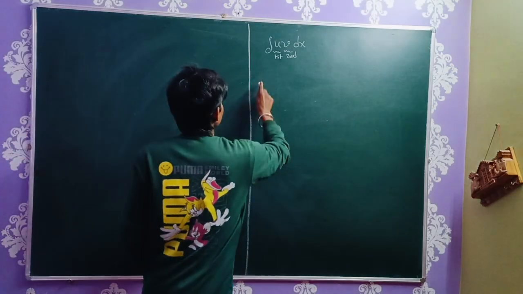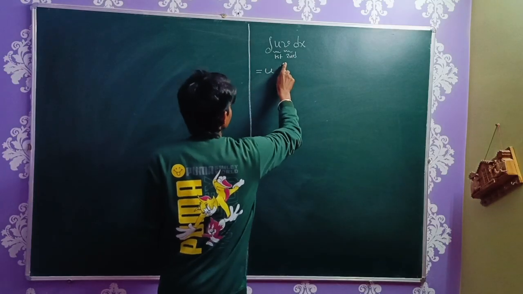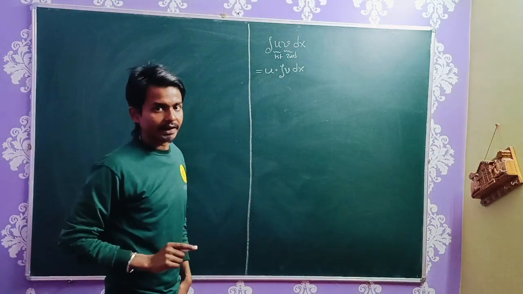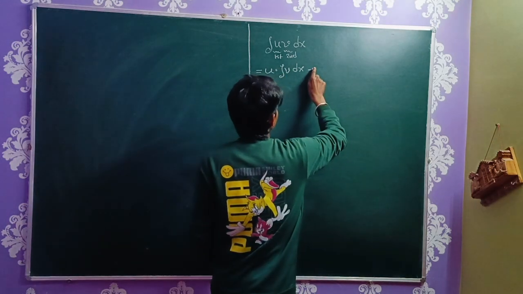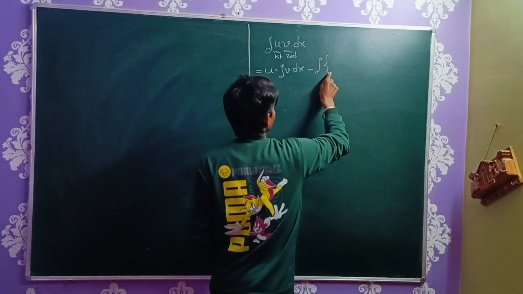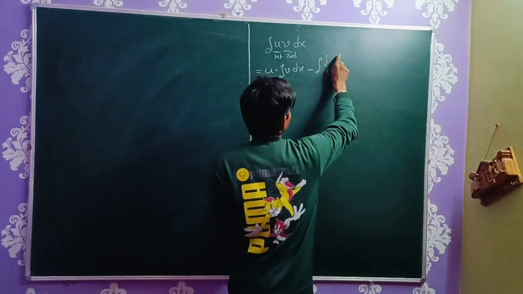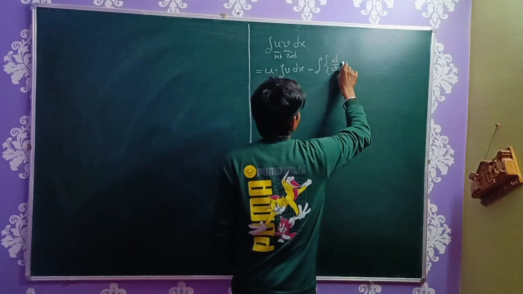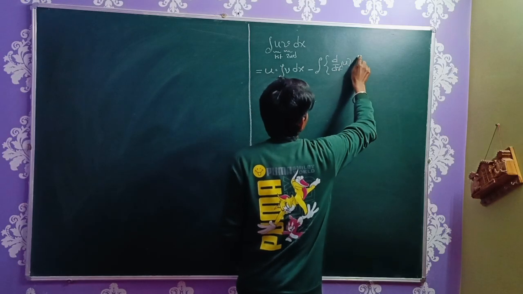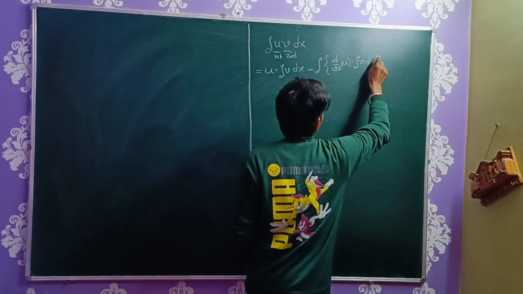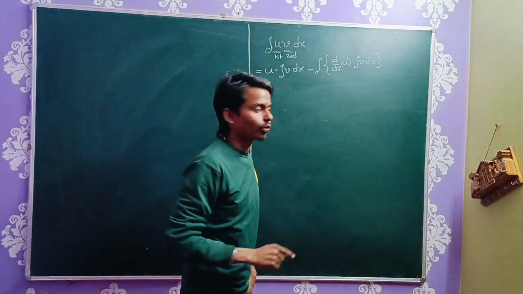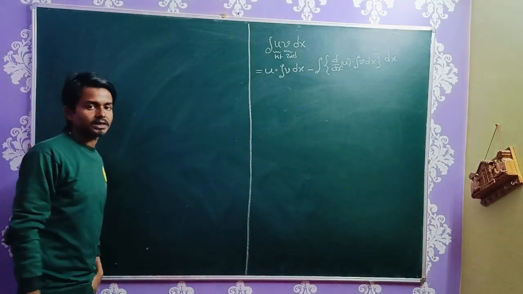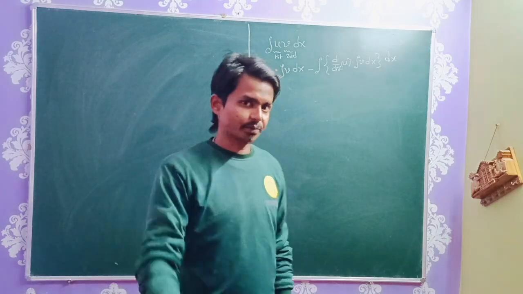Then what do you do? You write down the first function as it is, times the integration of the second function, minus the big integration sign. Inside it you take the derivative of the first function with respect to x, times the integration of the second function. Whatever you get after taking the product, the whole thing you have to integrate. So this is integration by parts if you apply it one time.